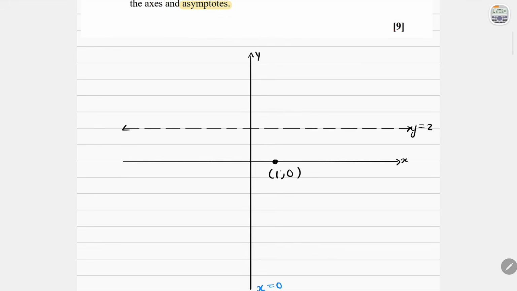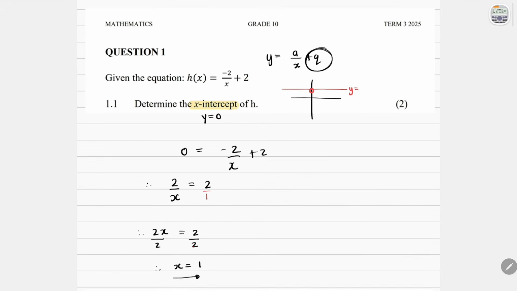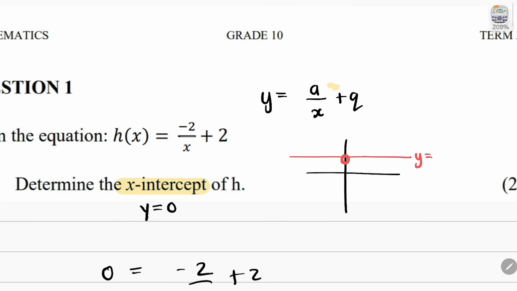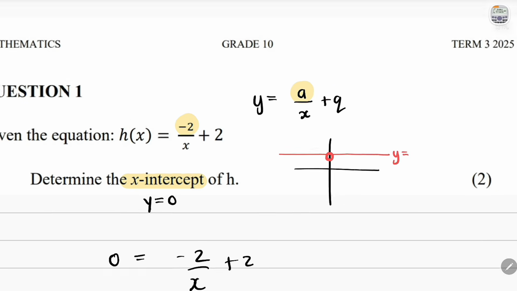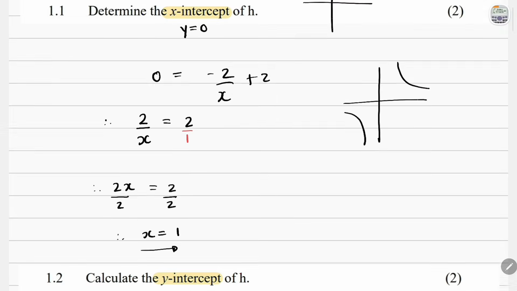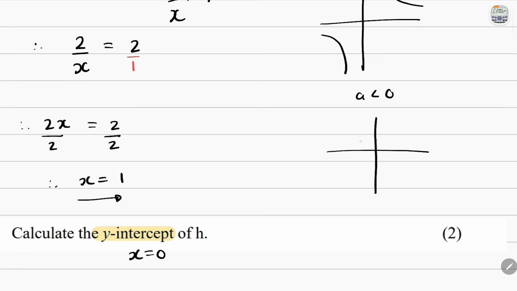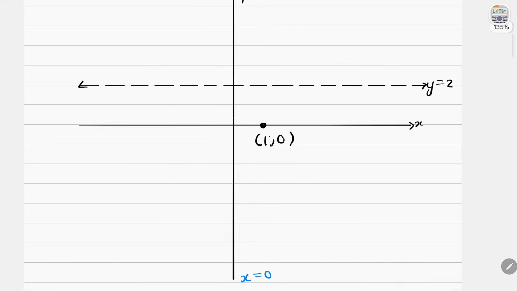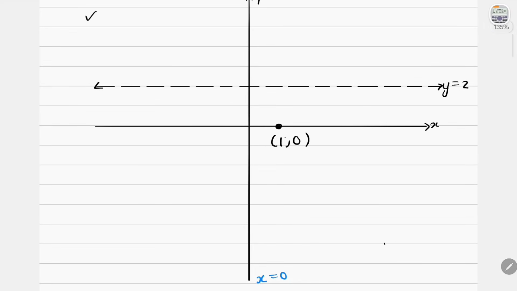And now we need to know where our hyperbola is going to lie. So based on what we have here, do you see how the value of a, okay, is negative? If a is positive, your graph will lie in the first and the third quadrant. If a is less than 0, the graph will lie in the second and the fourth quadrant. So we know where our graph will be. It's going to be in the second and the fourth quadrant.